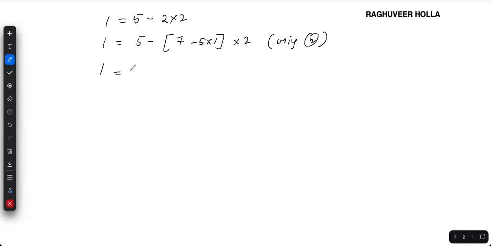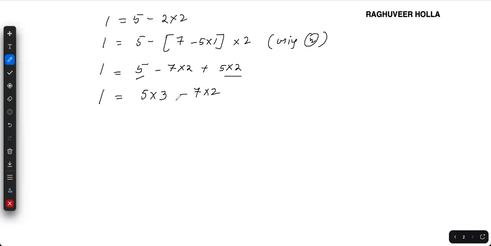Now let us multiply this. So this is 5 minus 7 multiplied by 2, plus 5 multiplied by 2, because 5 into 1 into 2 is again 2 times 5. As you can see, this is 1 times 5 and 2 times 5, so we can combine them together: 5 multiplied by 3 minus 7 multiplied by 2, right?